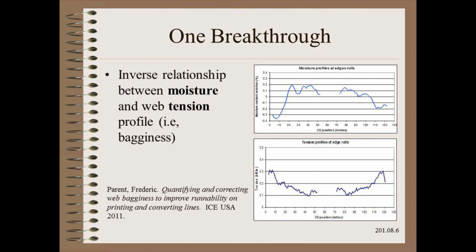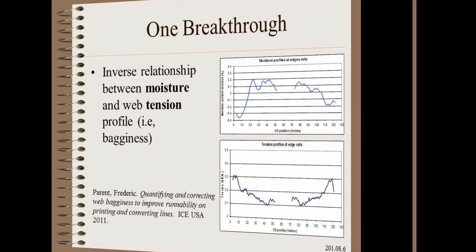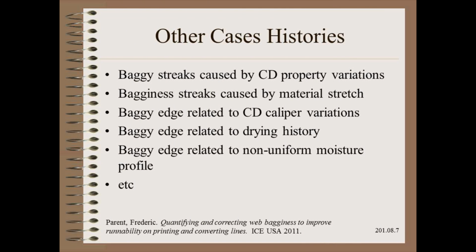One breakthrough on paper machines was described by Frédéric Perron of FP Innovations in Montreal. He showed clearly an inverse relationship between moisture and tension profiles. In other words, where moisture was high, the tension was low, and vice versa. This work was enabled by an invention of a baggy web tension meter that we will discuss in the next module. This baggy web meter and other instrumentation, coupled with some truly clever detective work, uncovered many other causes for baggy paper.